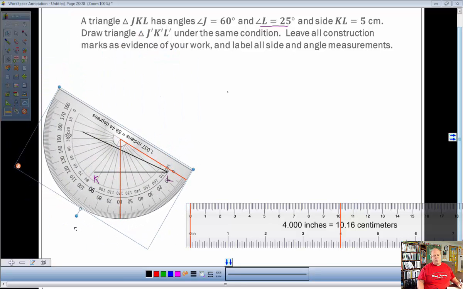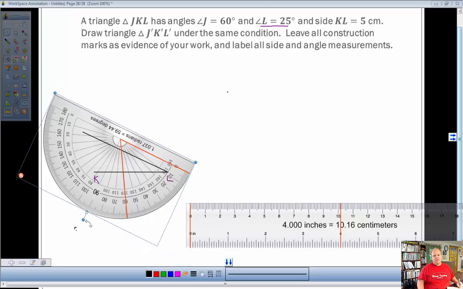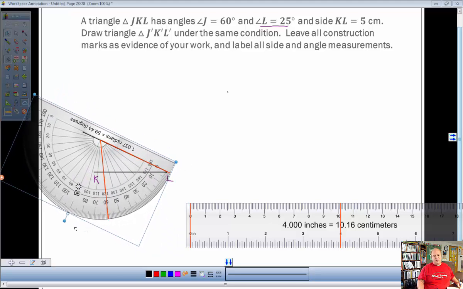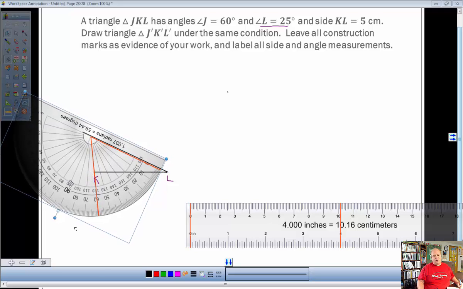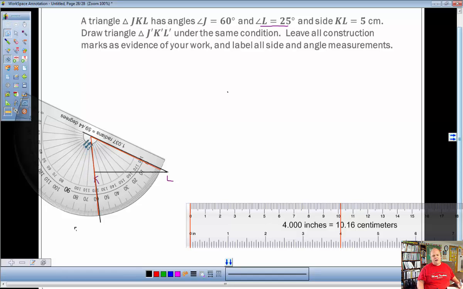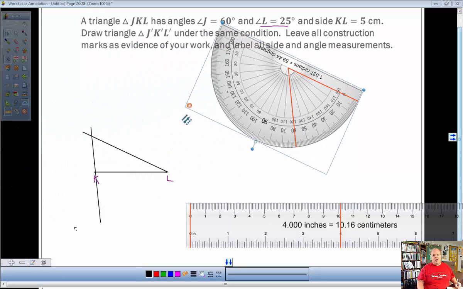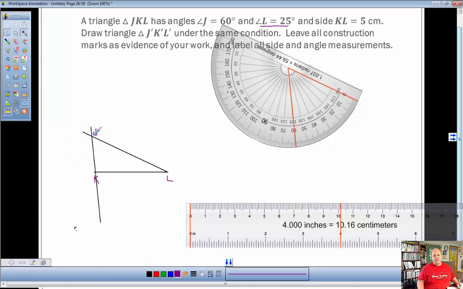Okay, so I want to line this right up on the black line. So if I bring this down, and I want it to cross right here, is where I want it to go. Okay, so I'm going to get my line tool back out. Draw my line right through here so it will cross. I take this away. I now have, this is angle J at 60 degrees. This is at 25 degrees.